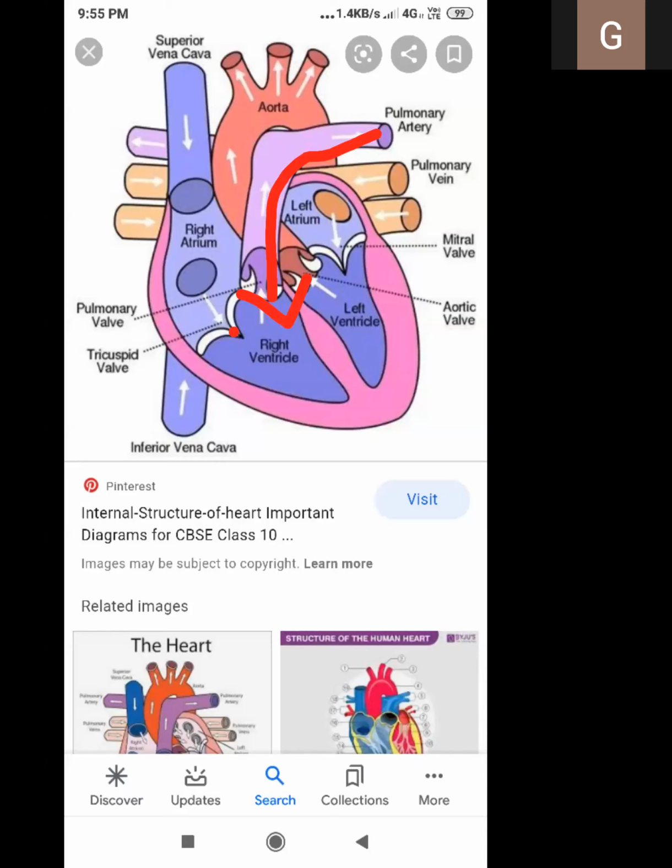So next it opens into the left atrium. Before entering the left atrium, it goes into the lungs through the pulmonary artery, and the deoxygenated blood reaches the lungs. So this pulmonary vein will bring oxygenated blood from the lungs and pour into the left atrium. The openings of pulmonary veins are into the left atrium.